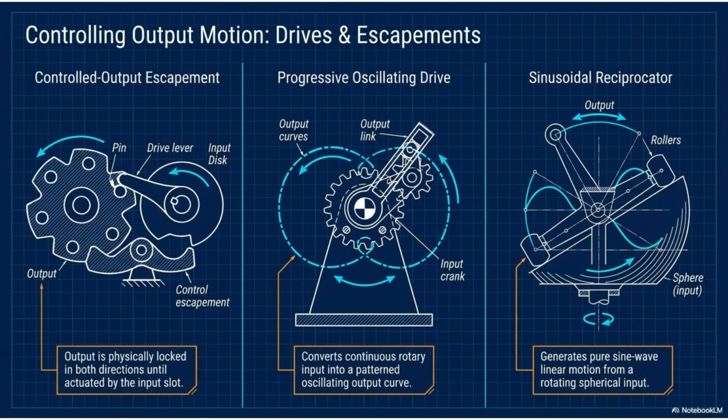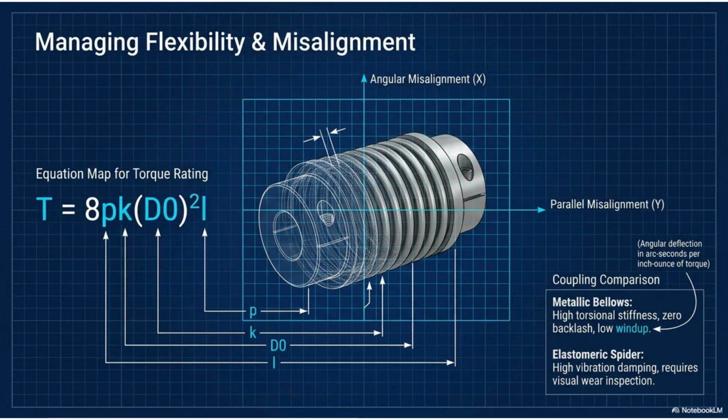Controlling output motion is crucial for precision. Mechanisms like escapements, oscillating drives, and sinusoidal reciprocators allow designers to convert continuous inputs into specific, controlled output patterns. Flexibility and misalignment can be managed through specialized coupling. Comparing components like metallic bellows and elastomeric spiders helps determine the best solution for your specific torque and damping requirements.